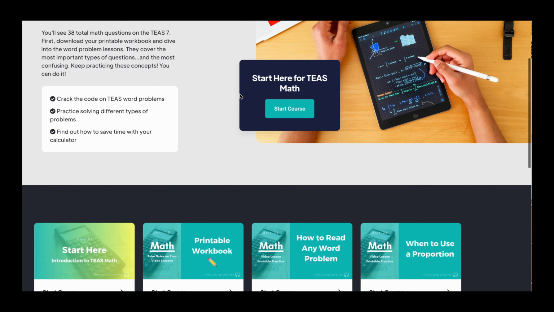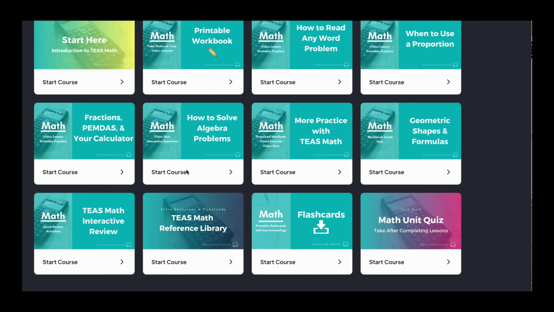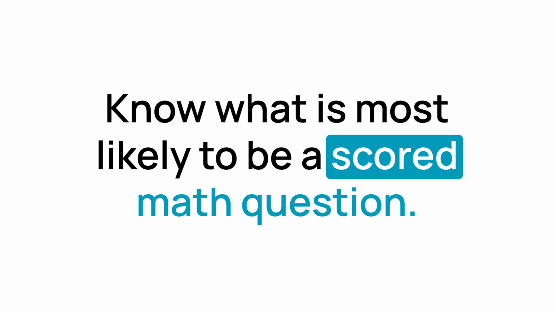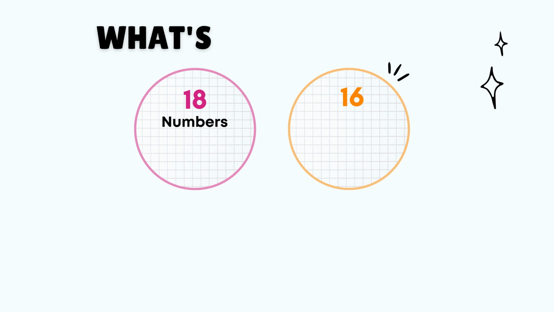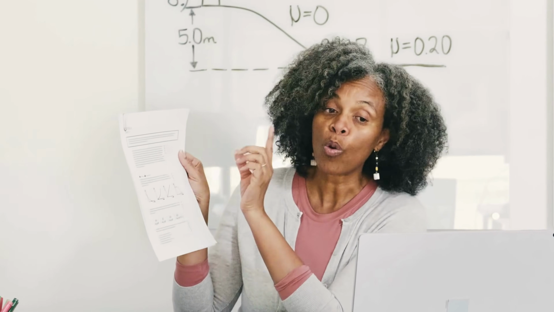Before you take the TEAS, it is great to be familiar with the exact breakdown of question types you'll have, as well as the timing, so that you can start practicing with these content types and know what is most likely to be a scored math question. On the TEAS, you'll have 38 total math questions. 34 of these questions will be scored and 4 will not be scored. You won't know what the unscored questions are. They'll be mixed in with all your standard questions.